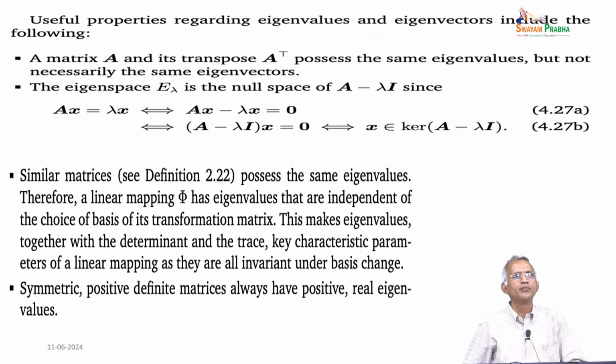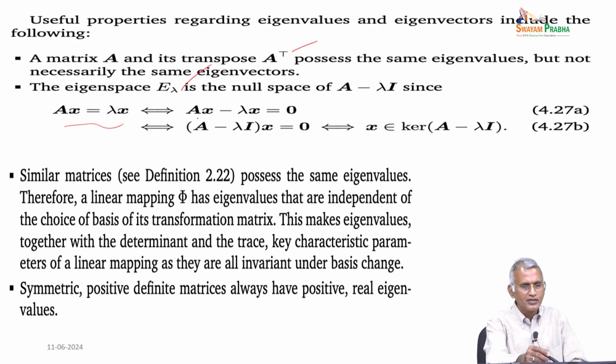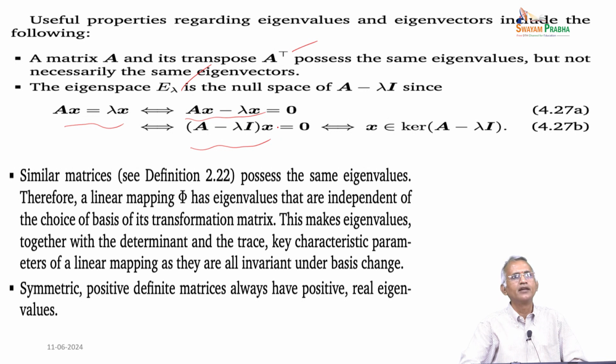Now, we have useful properties regarding eigenvalues and eigenvectors, including the following statements. Number 1: matrix A and its transpose A^T possess the same eigenvalues, but not necessarily the same eigenvectors. The eigenspace E_lambda is the null space of A minus lambda I, since Ax equals lambda x is equivalent to Ax minus lambda x equals 0, which is equivalent to (A minus lambda I) x equals 0. Therefore, this holds if and only if x is in the kernel of A minus lambda I.